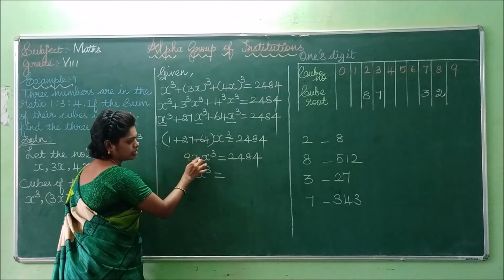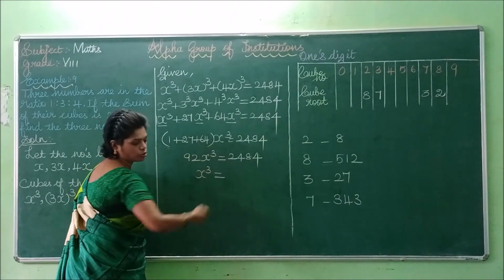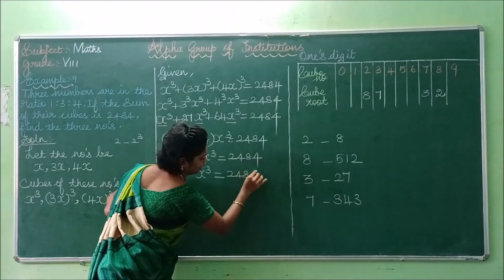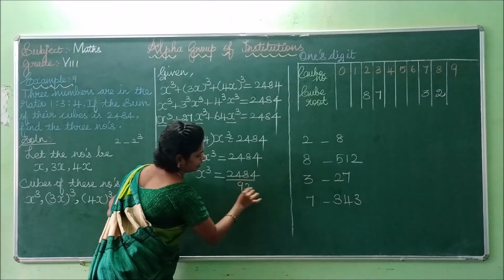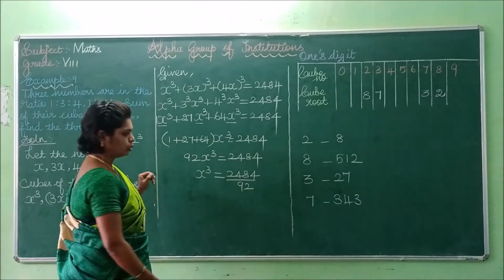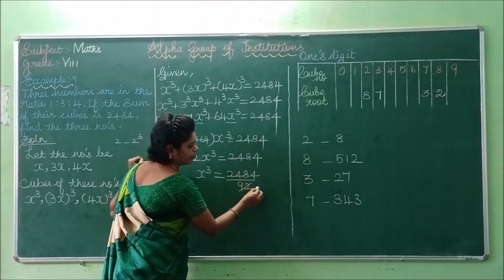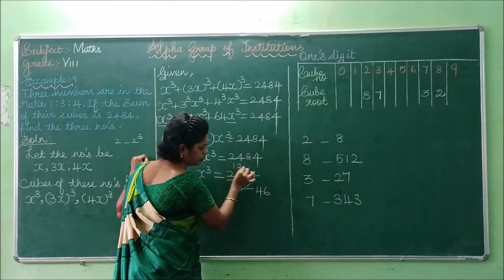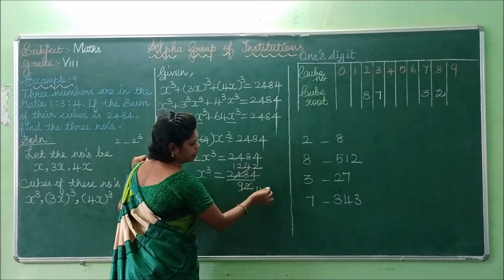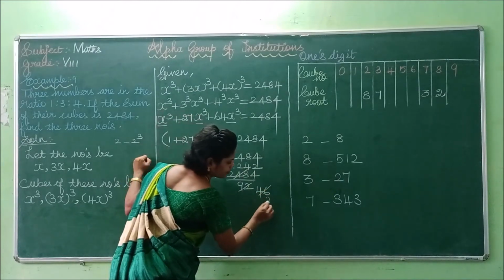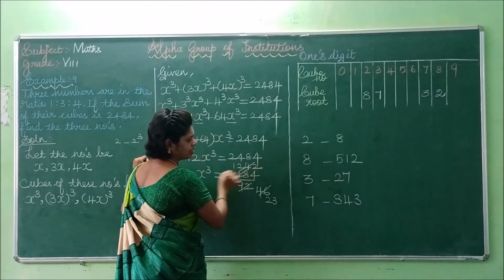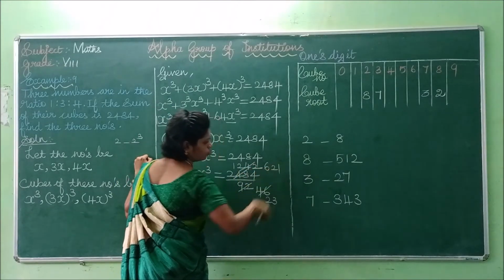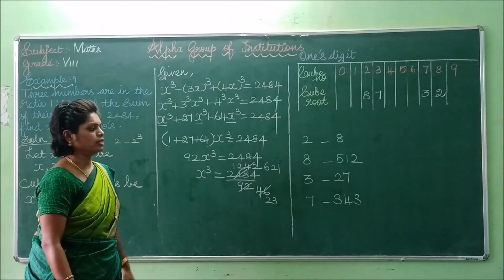This is in the form of multiplication. Multiplication goes to the other side as a division. So 2484 divided by 92. You can cancel it with the 2 table. Cancelling with the 2 table, it turns as 46. So it will be 1, 2, 4, 2. Then again cancel it with the 2 table, 23. You can cancel it with the 2 table, 6, 2, 1. Now check, both come in the same table.